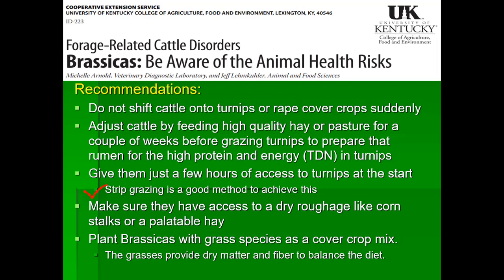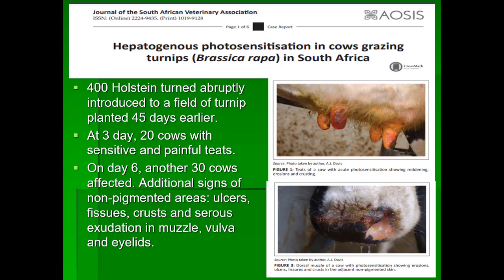Strip grazing is a method that will force cattle to eat both the roots and the tops. Another recommendation is to plant brassicas with grass species as a cover crop mixture. Basically, the grasses provide the dry matter and the fiber and help balance the diet. So interseeding with grasses is always a better option than using pure stands of any brassicas. And finally, we have to say to farmers that they should not be afraid to graze turnips if they can manage them carefully. So this other case took place in South Africa.